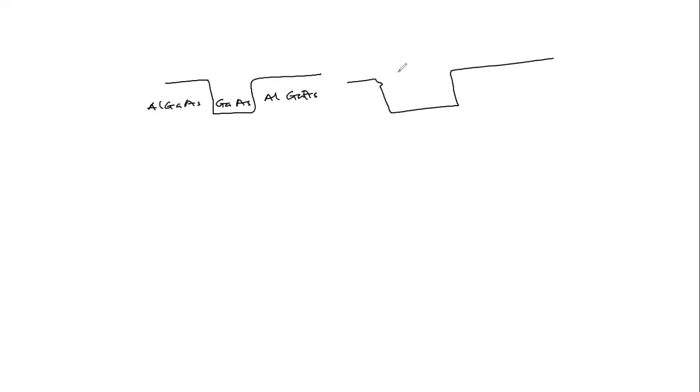Now, a quantum well can therefore be realized by embedding a thin layer of a semiconductor medium between other semiconductor layers. So let's assume something standard. This layer, let's assume gallium arsenide. This layer gallium arsenide, and the other layers, say, gallium, same.